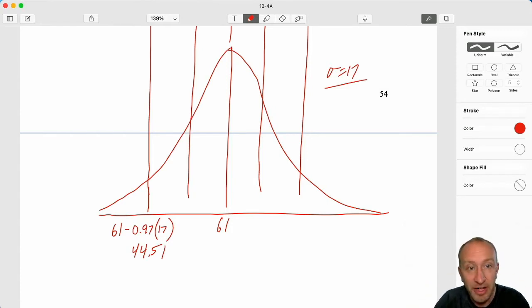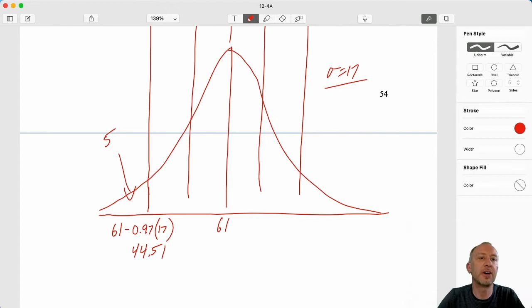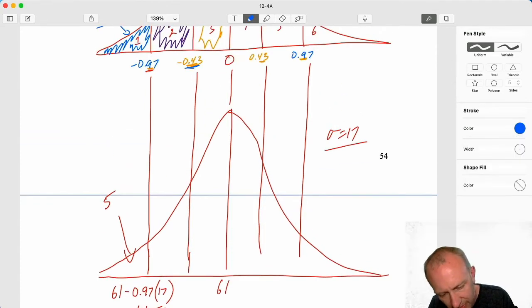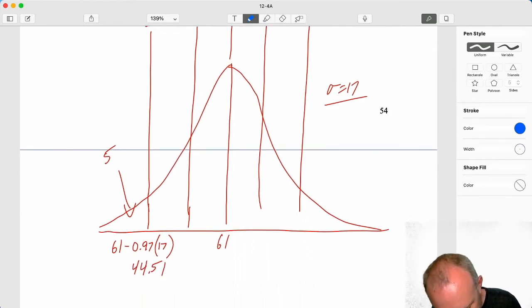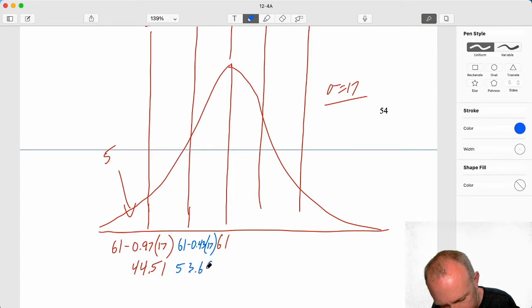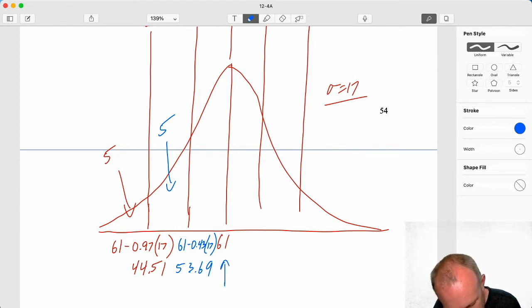Now, if the null hypothesis is true, I would expect to see 5 observations in that lower interval. Now for this next one, that z-score was negative 0.43. So same calculation, 61 minus 0.43 times 17. Well, this is 53.69. I would expect, if the null hypothesis is true, 5 observations between 44.51 and 53.69.